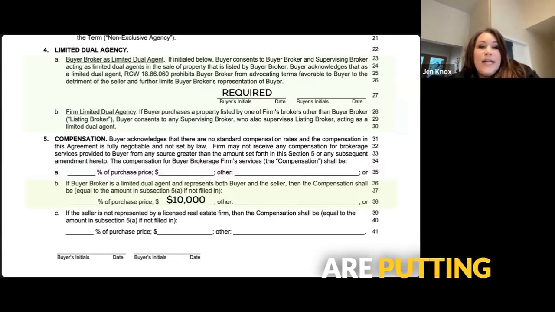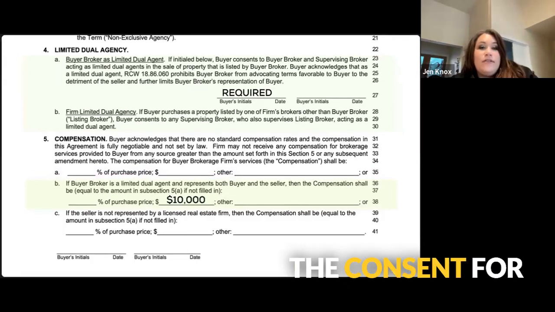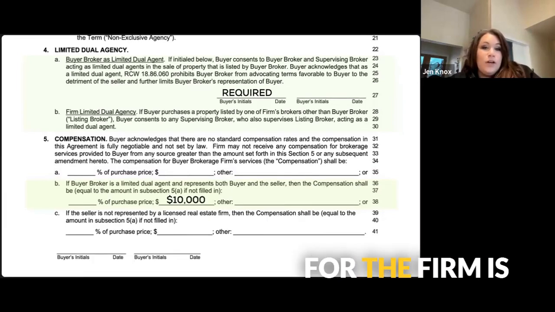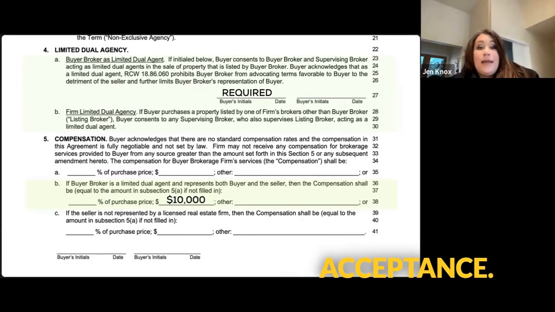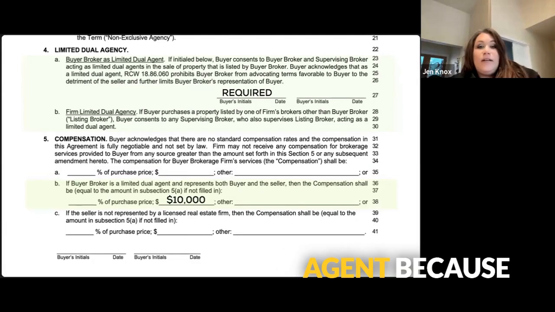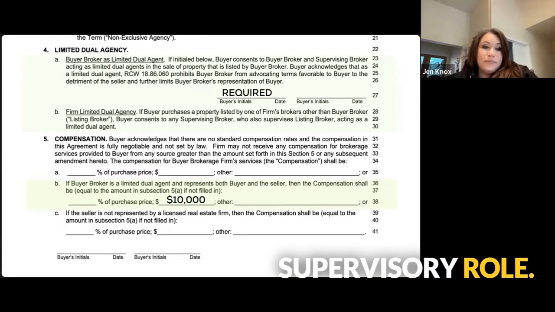Now, if you are putting any number in section B, it's required that you do have that initial for the consent for dual agency. Keep in mind too, dual agency for the firm is an automatic acceptance. There's no additional consent required because if any of the managing brokers are acting as a dual agent because of how the firm is situated, it's automatically letting that client know that we may be acting in a supervisory role.